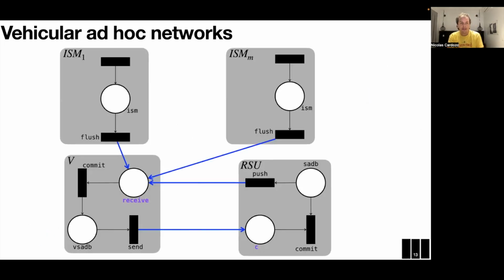The setting of our model is shown as follows. We will have m different ISMs generating information and sending it to vehicles as they connect to each vehicle. The vehicles, in turn, will receive that information whenever they connect to an ISM or to multiple ISMs and commit it to their database. In the database, the information is processed. Whenever the vehicle connects to an RSU, it will send that processed information to the RSU. The RSU, in turn, will receive the information, commit it to its database, and process it there, pushing back the processed information to the connecting vehicles.